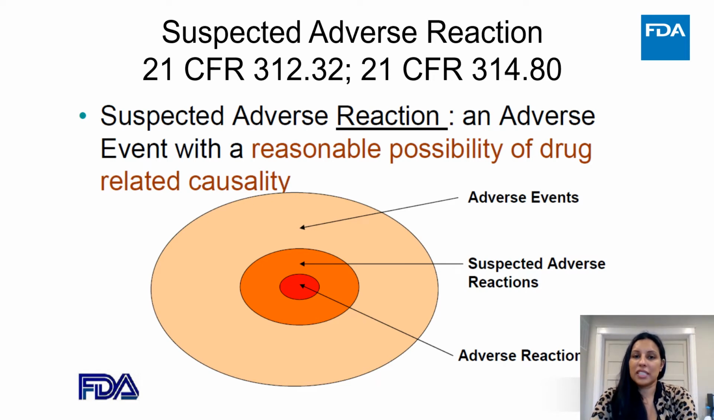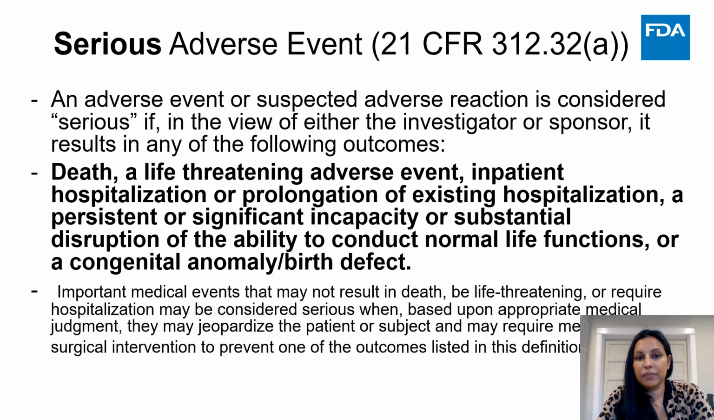Okay, what is a suspected adverse reaction? And again, these are all regulatory definitions. A suspected adverse reaction is an adverse event that has a reasonable possibility of drug-related causality. Who determines if that is a reasonable possibility? The investigator. So you have your adverse events, a much bigger collection, and you have your adverse reactions, and suspected adverse reactions are those which have a reasonable possibility of drug-related causality.